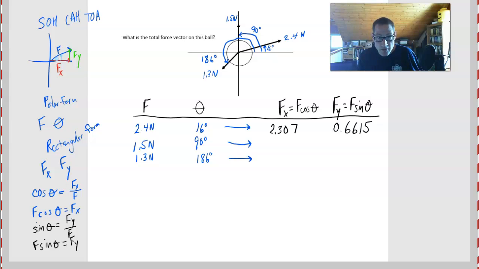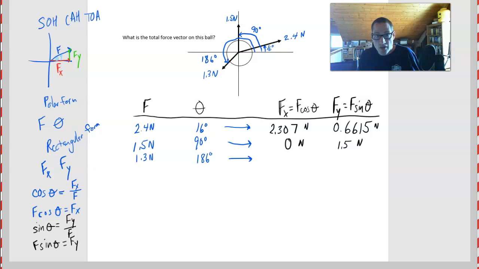Okay, and we're going to do that for the rest of them as well. So cosine of 90, that is 0. So 0 times 1.5, and you might be wondering why f of x for this vector is 0? Well, look, there's no x component. It's all y component. So sine of 90 will be 1, and 1 times 1.5 is just 1.5. Oh, and these units are all in newtons, so I'll just put an N by them, even the 0 newtons. And then 186.